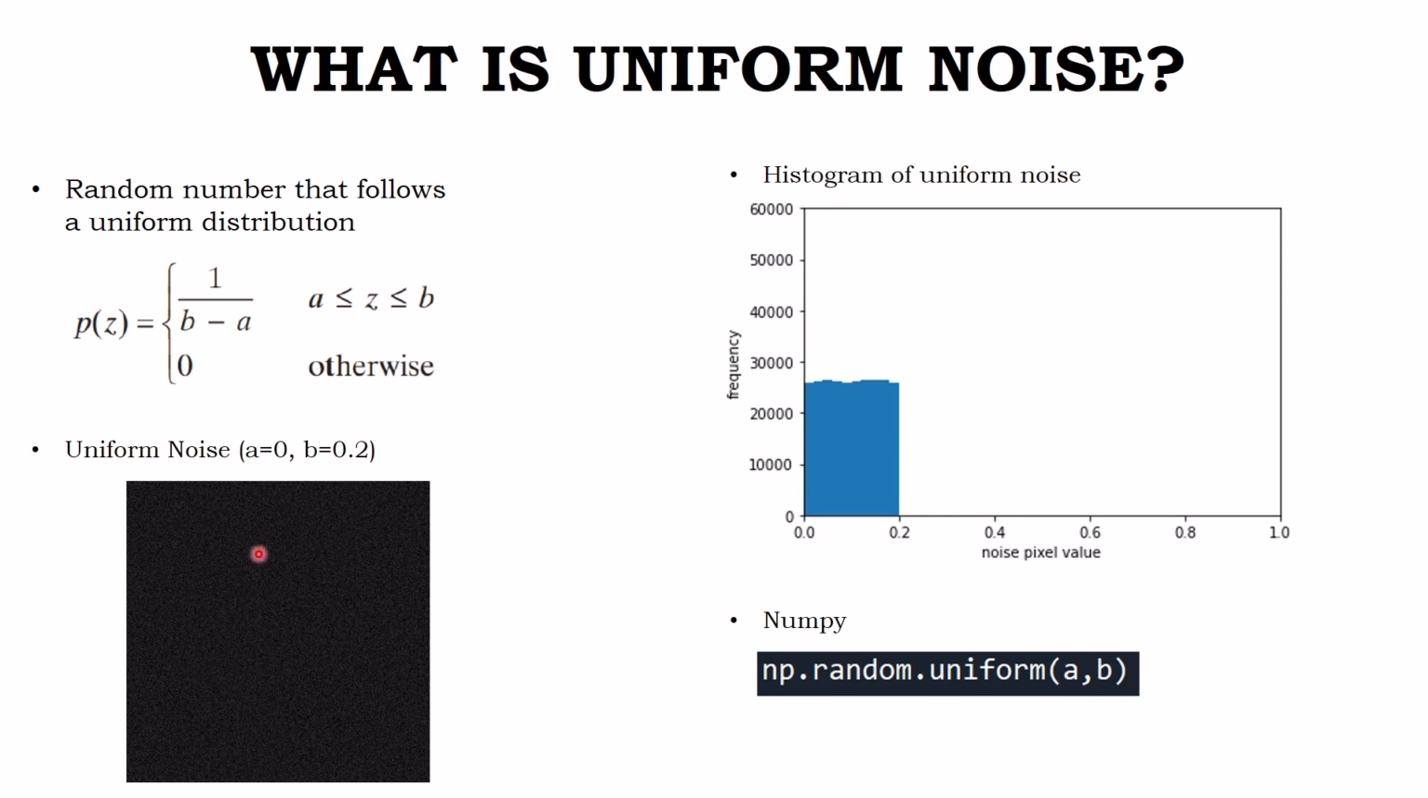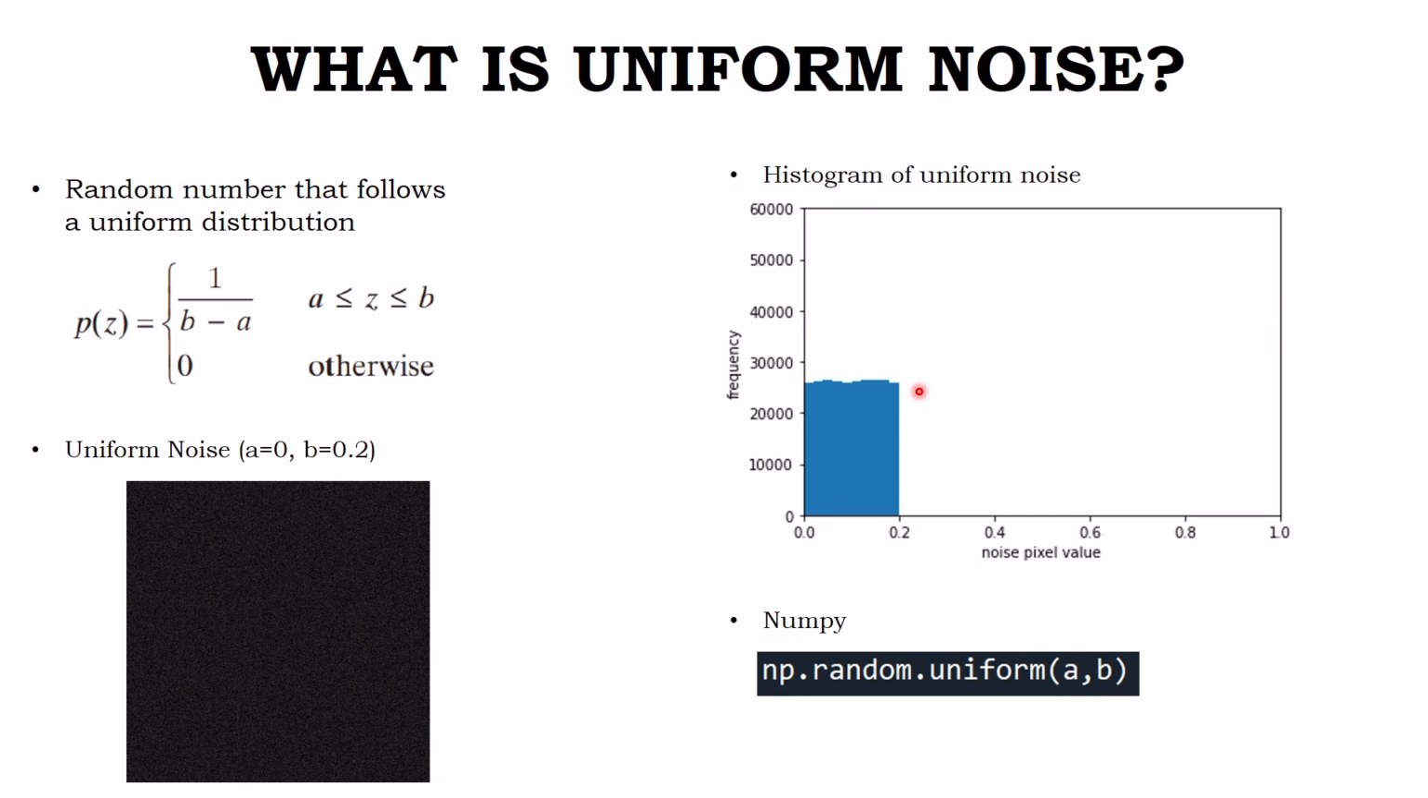This image is an example of uniform noise, and if you plot the histogram of this image, it will look like this one. The minimum number A is 0 and the maximum number B is 0.2. As you can see in this figure, the frequency of any number between 0 and 0.2 is the same. This kind of distribution is called a uniform distribution.